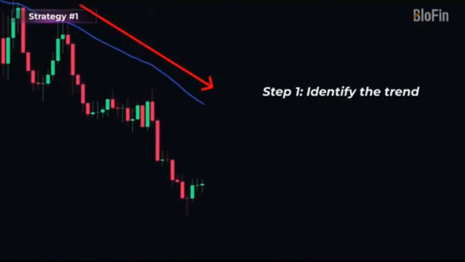Let's look at another example. Here, we can see that the 50 EMA is sloping downwards, and the price stays below it, making this a clear downtrend.